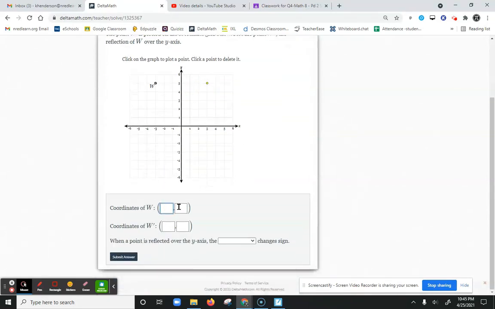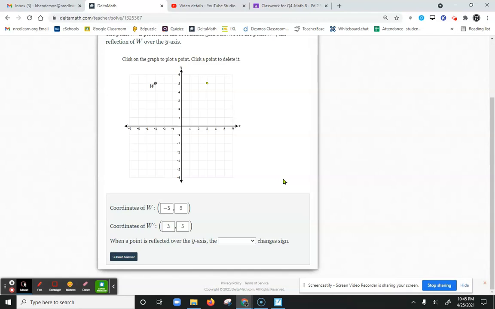Our original coordinate for W was -3 on the x, +5 on the y. -3, +5. And our new coordinate for W is +3, +5. All right, so look, our digits are very similar, but our x-coordinate has different signs. So when a point is reflected over the y-axis, it changes the opposite sign, right?